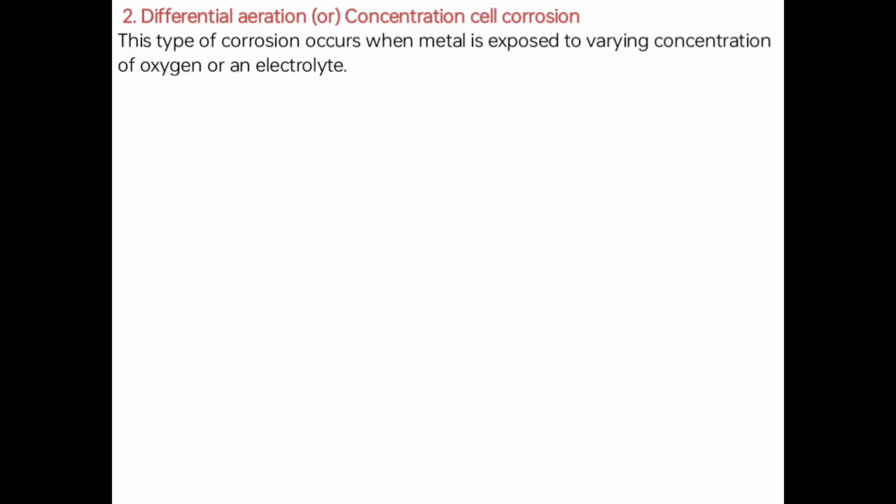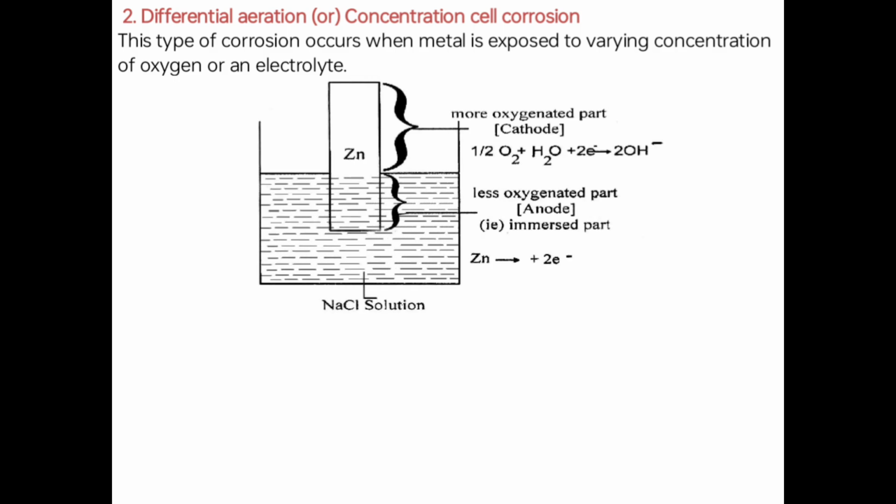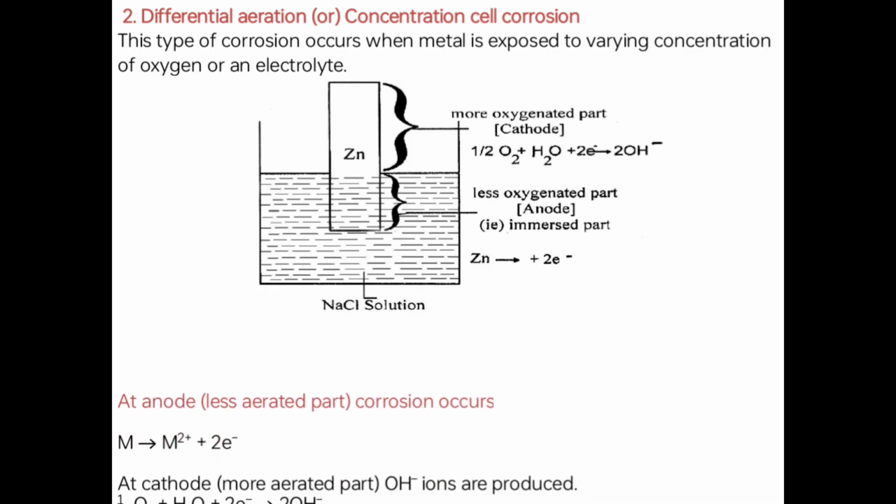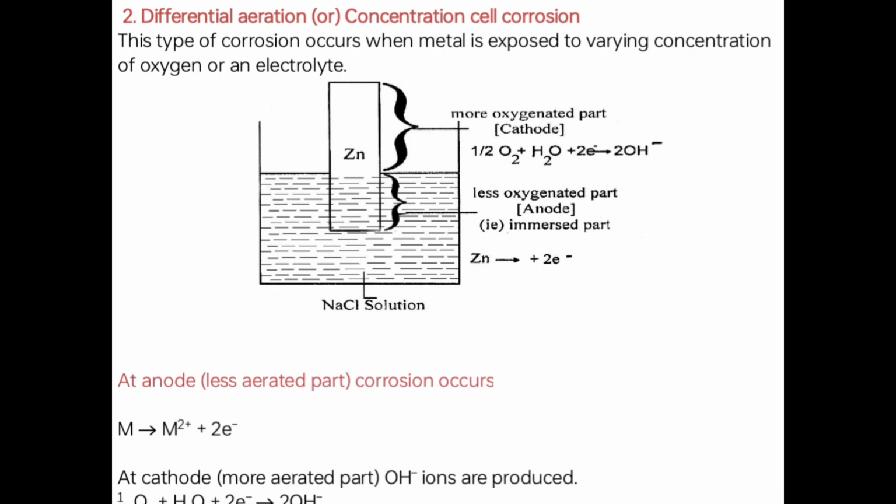Differential aeration or concentration cell corrosion. This type of corrosion occurs when a metal is exposed to varying concentrations of oxygen or any electrolyte. This is a diagram of differential aeration. At the anode, the less aerated part, corrosion occurs: M gives M2 plus 2e minus. At the cathode, the more aerated part, OH minus ions are produced. The more oxygenated part is the cathode, the less oxygenated part is the anode.